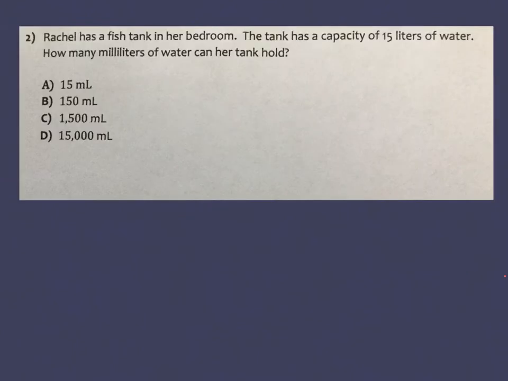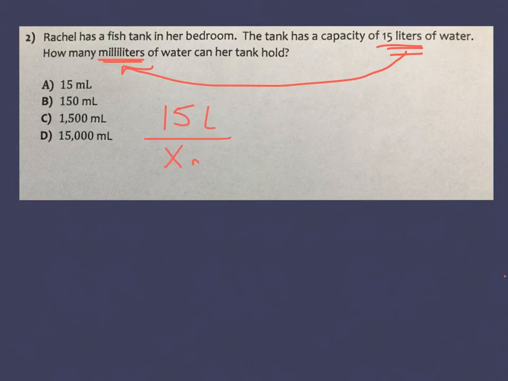In our last problem, Rachel has a fish tank in her bedroom. The tank has a capacity of 15 liters of water. How many milliliters of water can her tank hold? So we'll be converting from liters to milliliters. Right now we have 15 liters, which we don't know how many milliliters that is. We do know that if we look at our STAAR reference card, 1 liter is 1,000 milliliters.